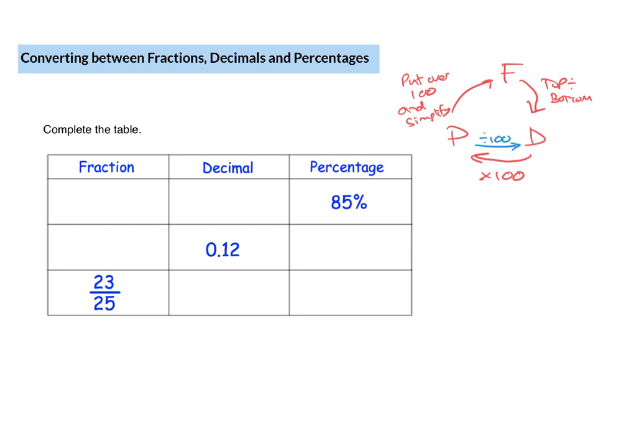slide. So doing these conversions here, we'll start with the 85%. 85% as a decimal will be 85 divided by 100, which is simply 0.85. 85% as a fraction is 85 over 100, which simplifies to 17 over 20.